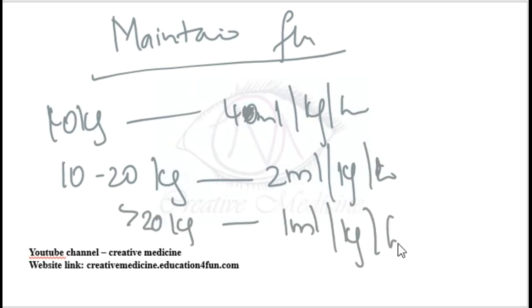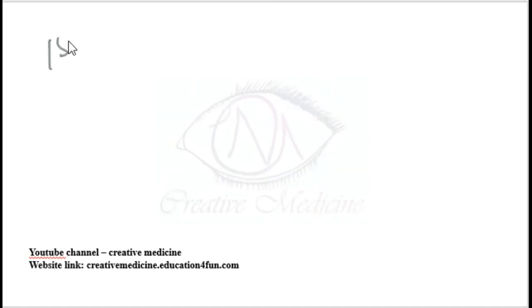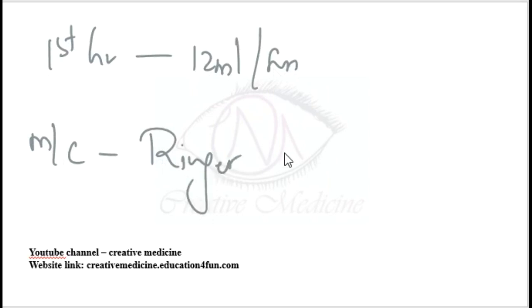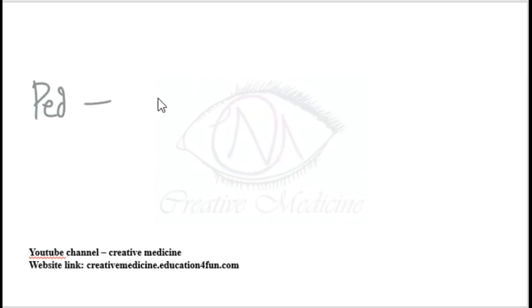And among all these, in the first hour, 12 ml per kg can be given. The most commonly used type of fluid is ringer lactate. And in pediatrics also, we can follow this 4 to 1 rule. And in pediatrics, you start with 2/3 of the calculated fluid.